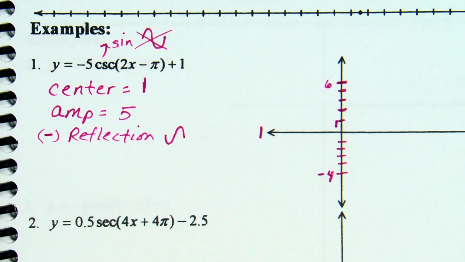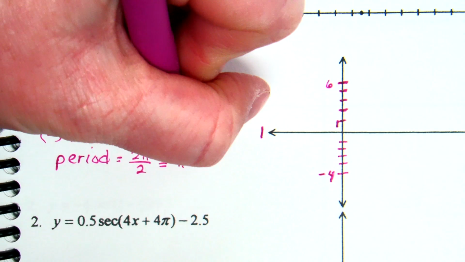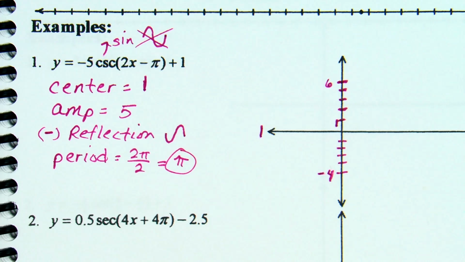Okay, what else? How do we do period again? Okay, 2 pi divided by b, and the b value is the number in front of x. So that period, 2 pi divided by 2, really becomes pi, which is definitely something, after grading last night, some of you guys need to work on understanding. That means our cycle has to go from 0 to pi. Okay, now, so we want one cycle to be a distance of pi.